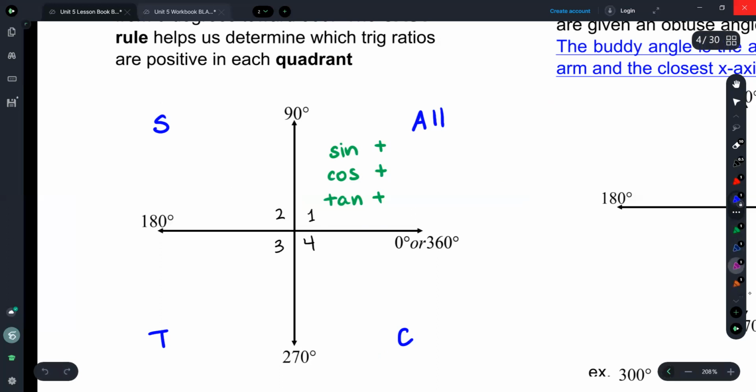Okay, I want somebody to find something in between 90 and 180. Colin, can you give me something? 102. We are going to take the sine of 102, the cos of 102, and the tan of 102.